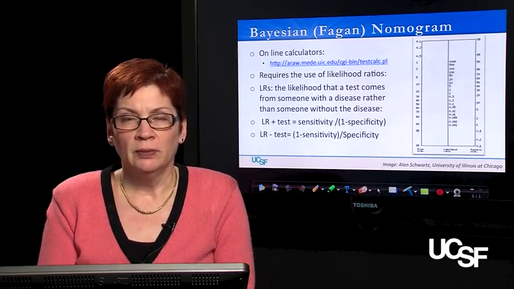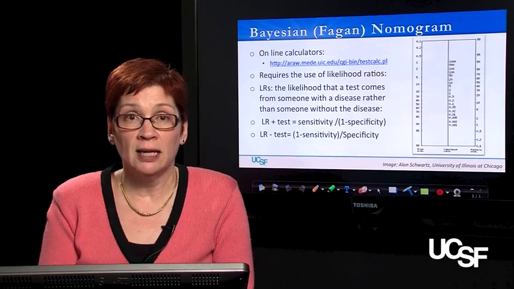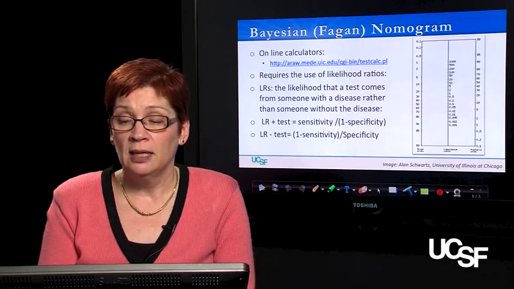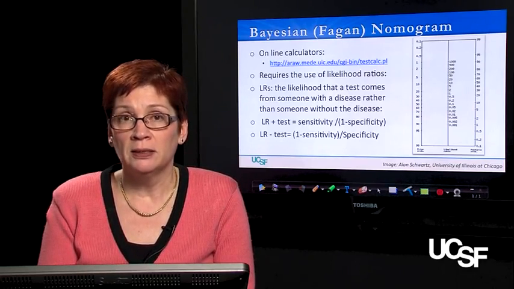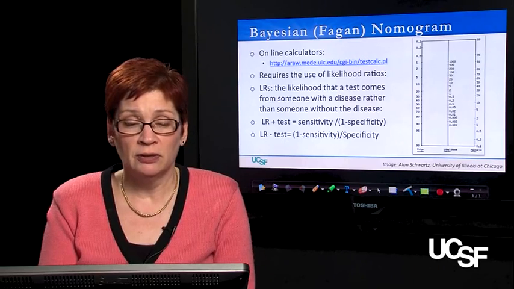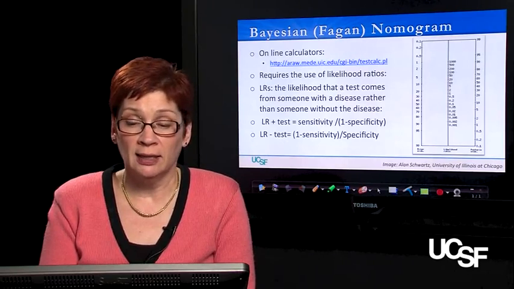So that's the rule of thumb. A good test, but not a fantastic test, that is, a test with a sensitivity and specificity that's less than 99%, can move our pretest probability up or down one category based on whether the result is positive or negative, respectively. So that's one way you can use this information in the clinical setting.